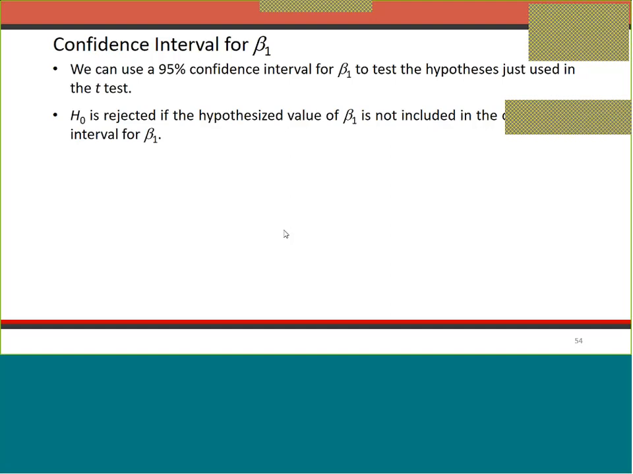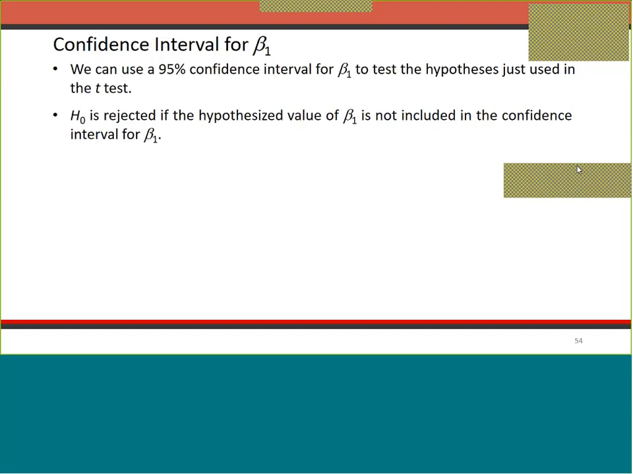accept H0. Otherwise we say reject H0. Yes or no? Because null hypothesis is beta 1 equal to 0. If beta 1 equal to 0 is there in the interval, we accept H0 because confidence interval is nothing but what? Acceptance region.